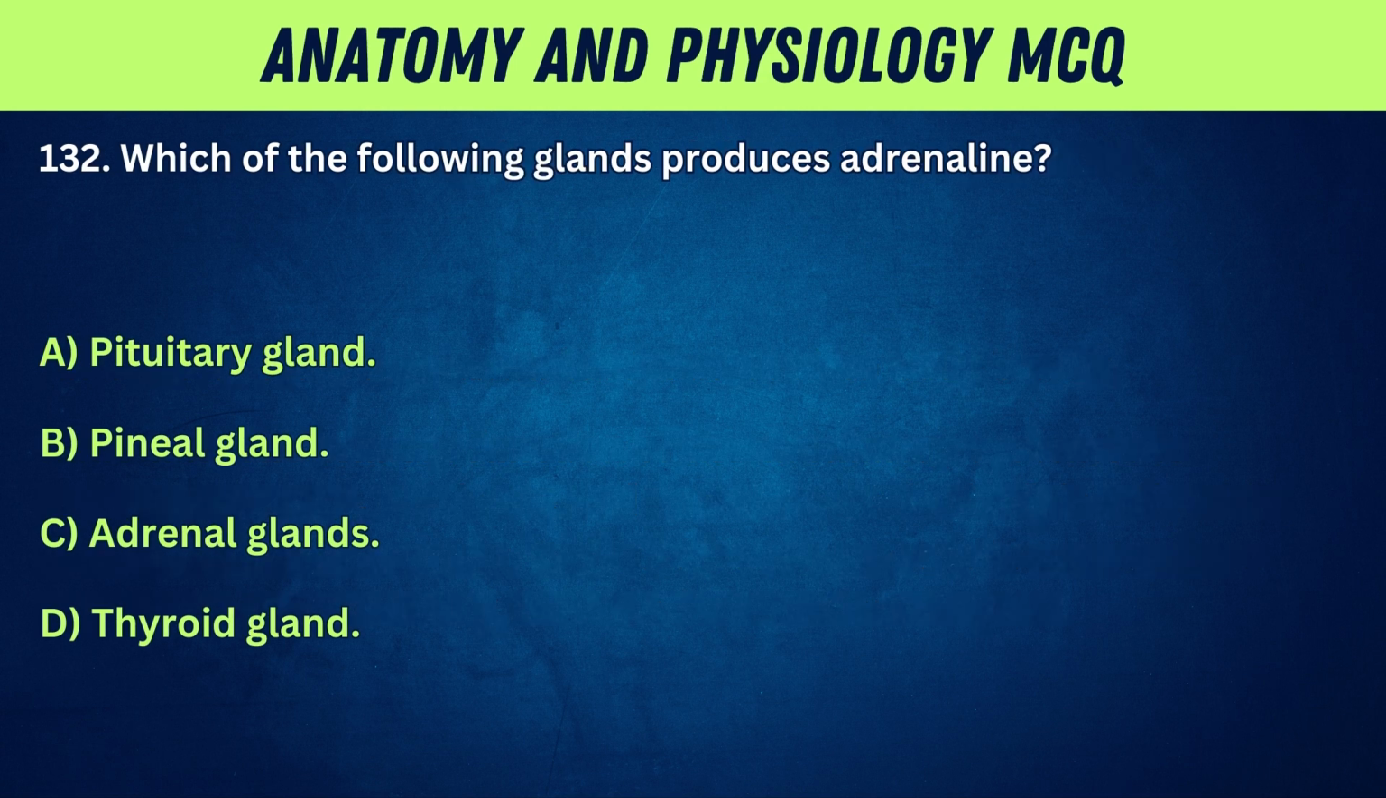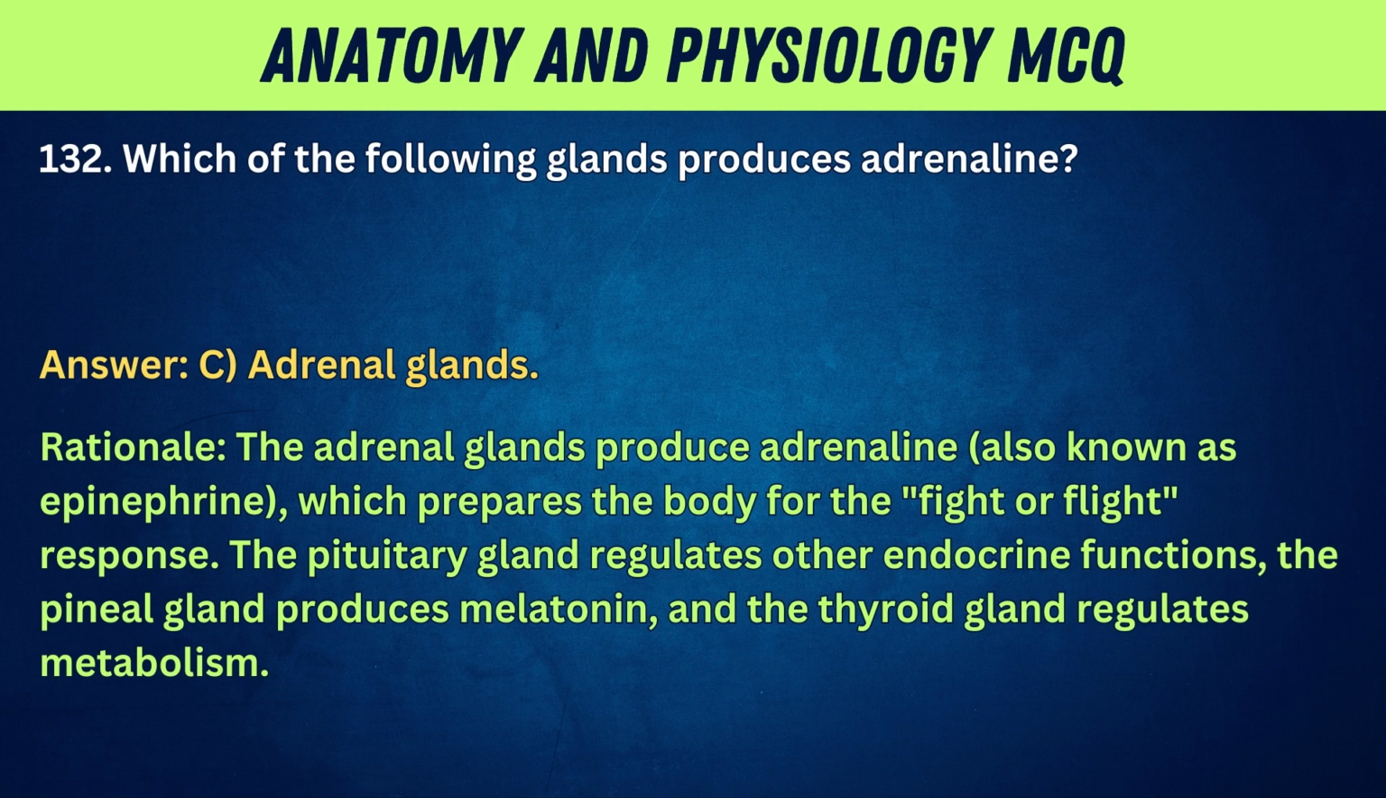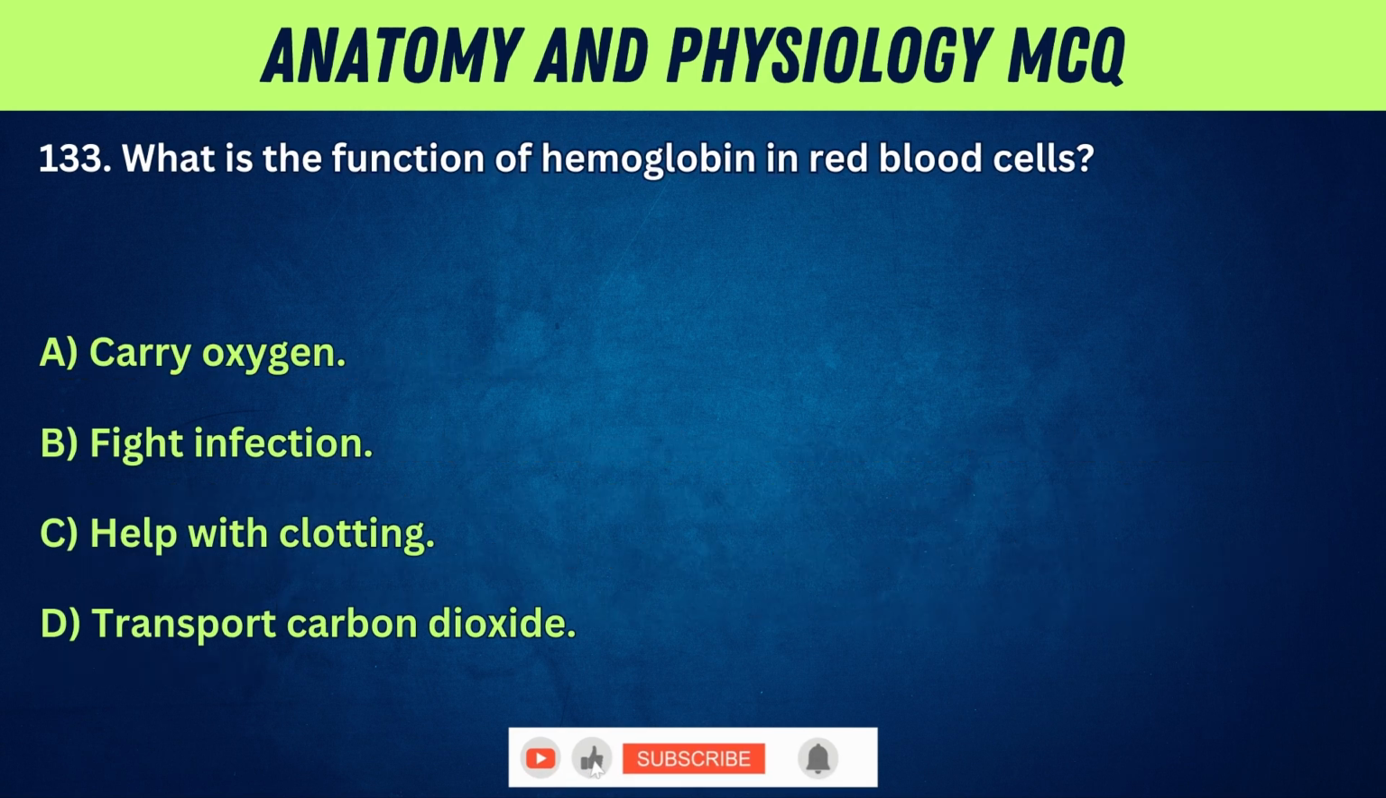132. Which of the following glands produces adrenaline? A. Pituitary gland. B. Pineal gland. C. Adrenal glands. D. Thyroid gland. Answer: C. Adrenal glands. Rationale: the adrenal glands produce adrenaline, also known as epinephrine, which prepares the body for the fight-or-flight response. The pituitary gland regulates other endocrine functions, the pineal gland produces melatonin, and the thyroid gland regulates metabolism.